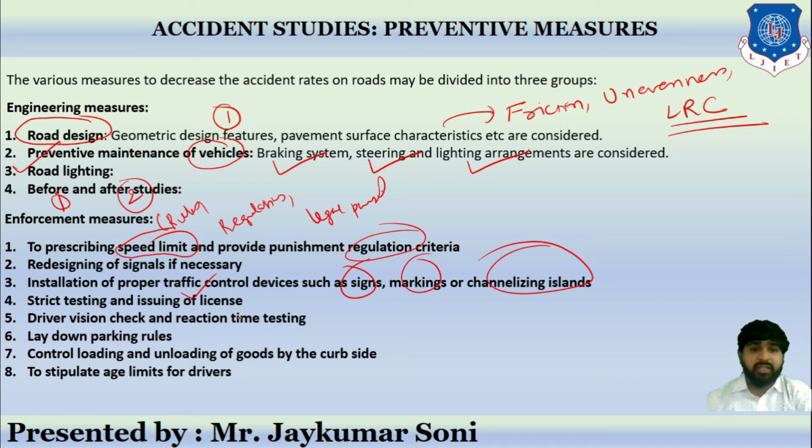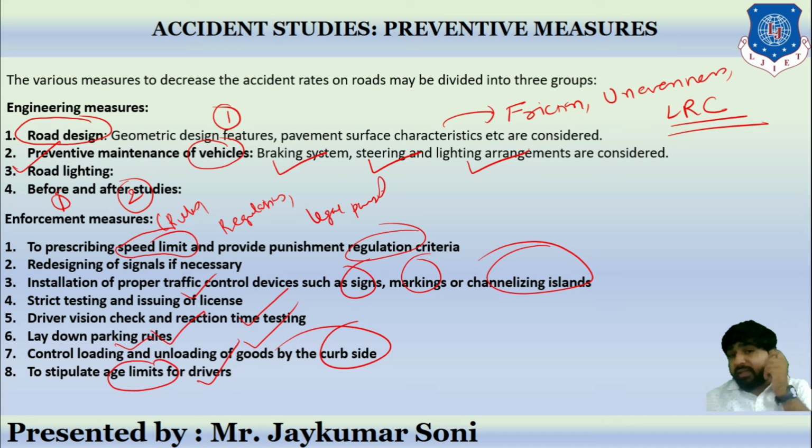Then comes the driver vision check and reaction time. Then the laying down of parking rules; various kinds of strict parking rules should be implemented. Then comes the control of loading and unloading of goods by the curbside. And then stipulating the age limit for various kinds of vehicle drivers. If it is an LCV or LMV kind of vehicle, then only people of a certain age can drive it. If it is a heavy loaded, heavy axle vehicle, then only a certain age range of people can drive. This kind of measures should be taken.